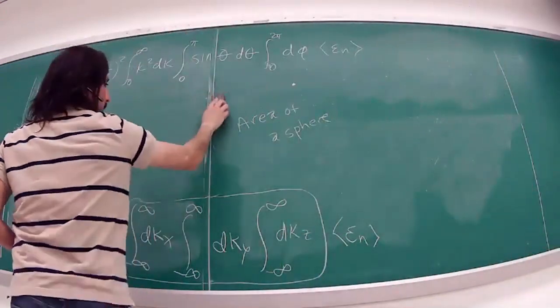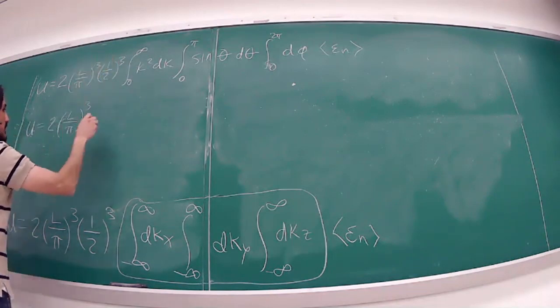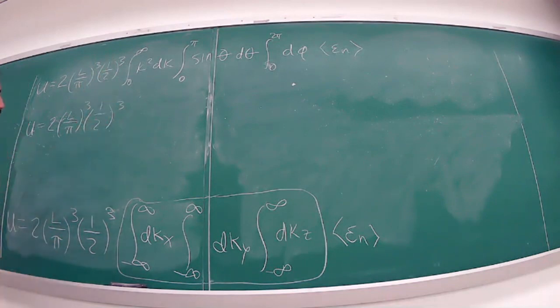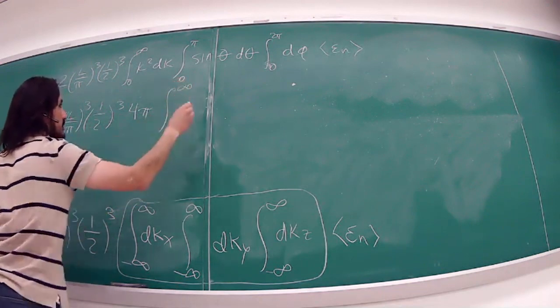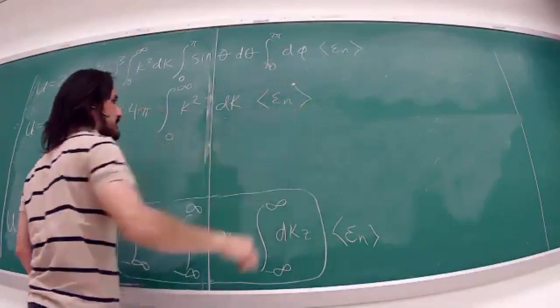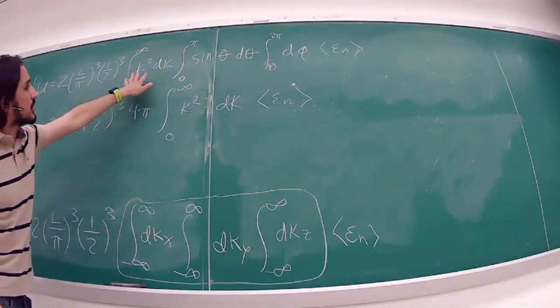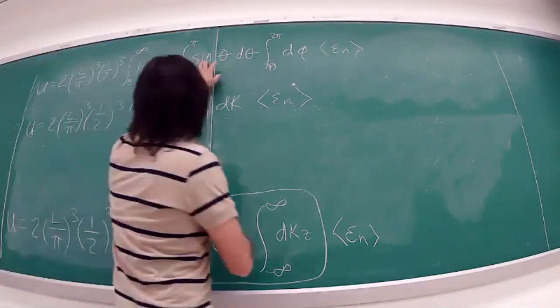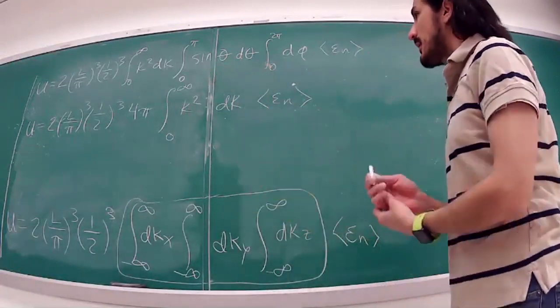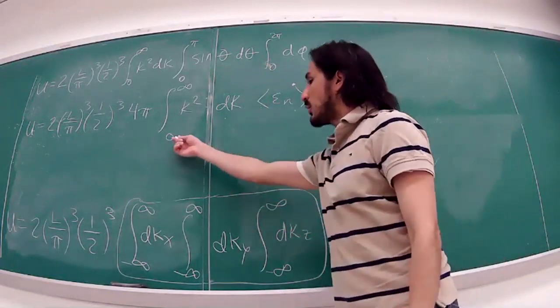So I'm going to move this over here to L over pi cubed. Oh, I keep writing squared. 1/2 cubed, 4 pi, integral from 0 to infinity of k squared dk, and then that energy. So this triple integral, these two give you the surface of a sphere. This is the radius of the sphere. So as you integrate all the possible surfaces, right?